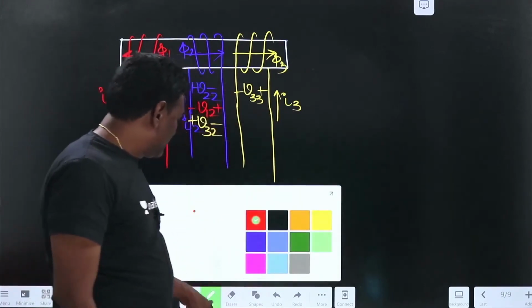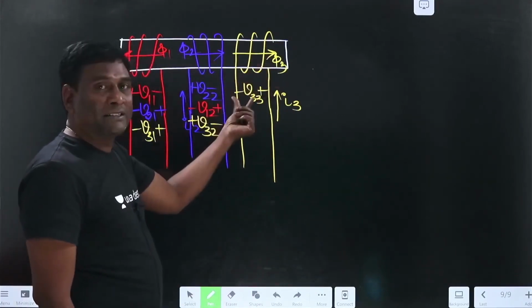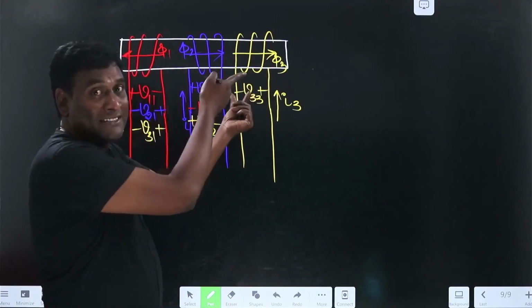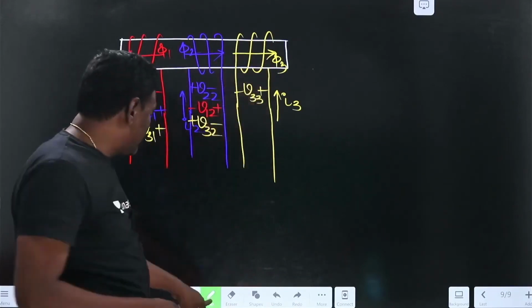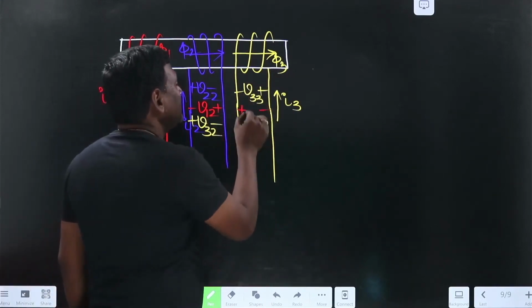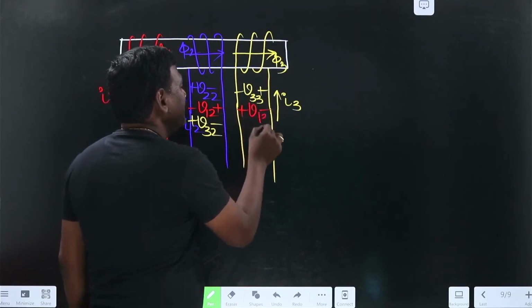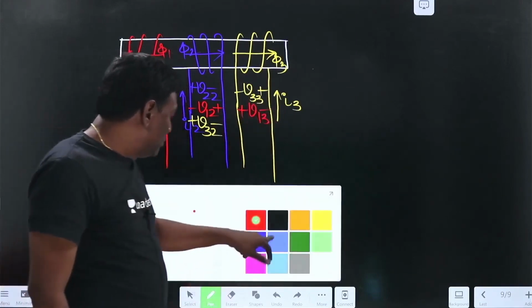Now let us come back to the third. Because of pi 3, voltage is like this. Because of pi 1, net flux is reduced. So because of pi 1, some induced voltage will be there in 3, and that particular voltage should be against the self-induced voltage. So plus here, minus here. So this is going to be V because of 1 in 3. Now because of blue.